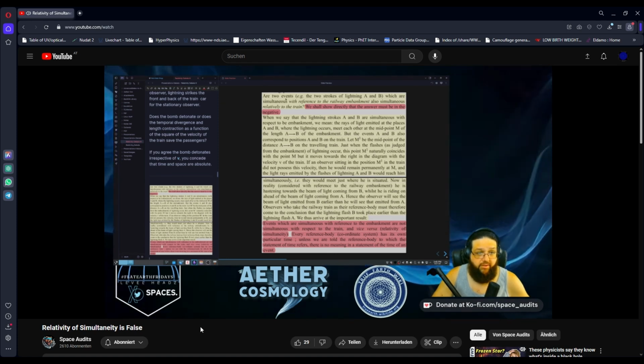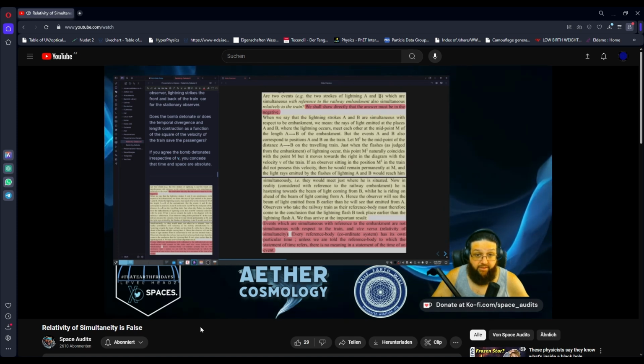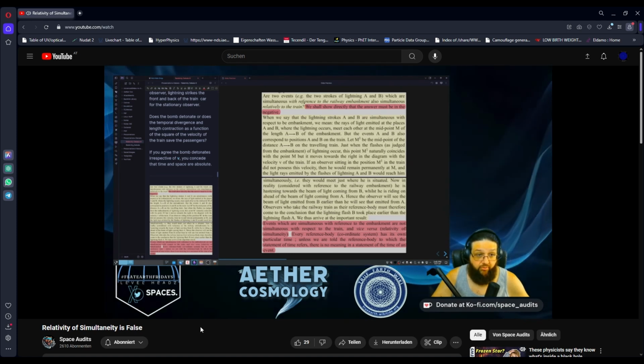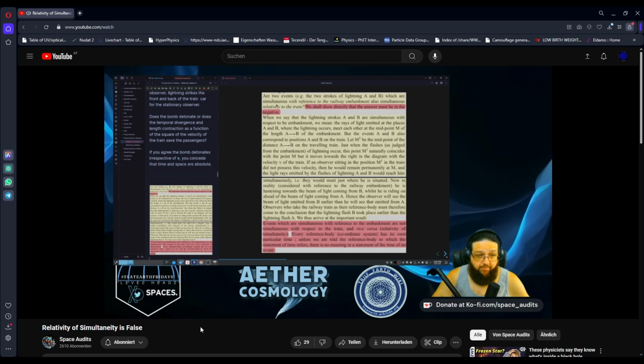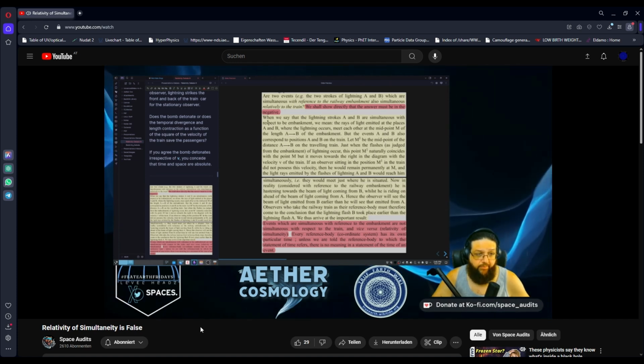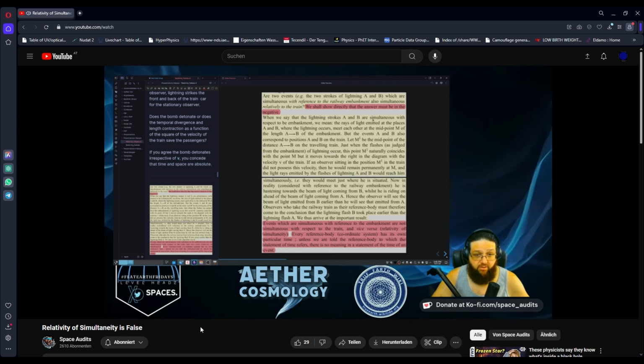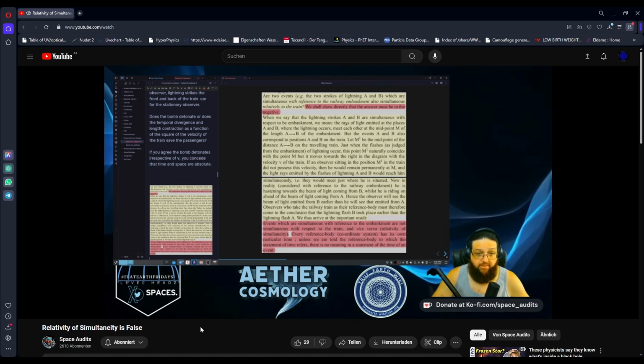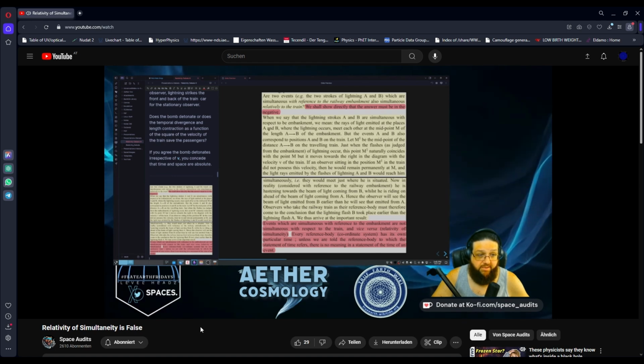Are two events, like two strokes of lightning, A and B, which are simultaneous with reference to the railway embankment, also simultaneous relatively to the train? We shall show directly that the answer must be in the negative. When we say that lightning strikes A and B are simultaneous with respect to the embankment, we mean that the rays of light emitted at the places A and B.